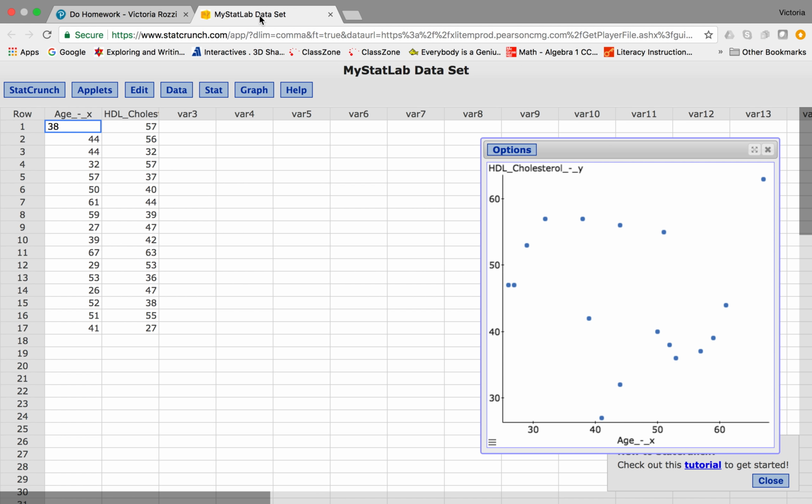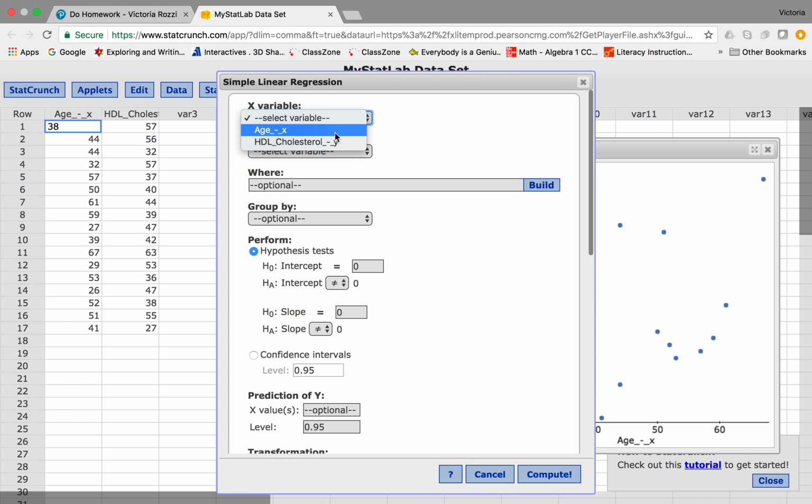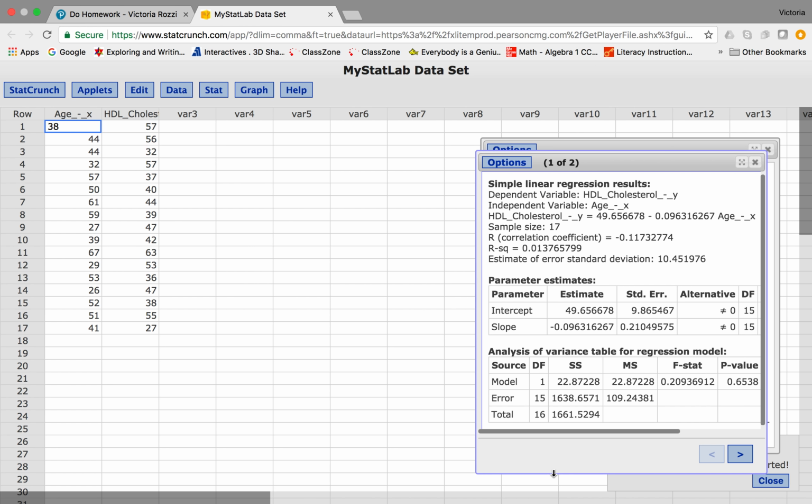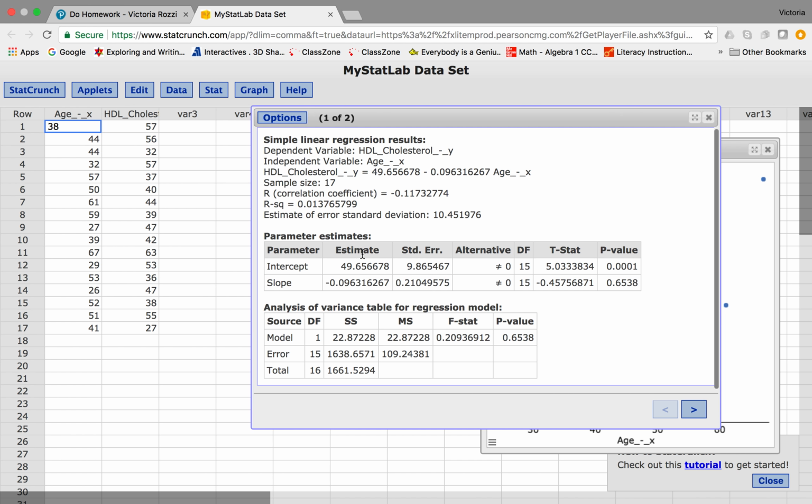The thing about data is, even though this doesn't look like a linear relationship, if I tell StatCrunch to give me a linear relationship, it will give it to me. And then we'll know if it's a good fit based on the R correlation. So if I press Stat, and then I go to Regression and Simple Linear, I can then choose my X and Y variables again, and click Compute. And now I have my least squares regression line for the data, and then it actually is written here for you.